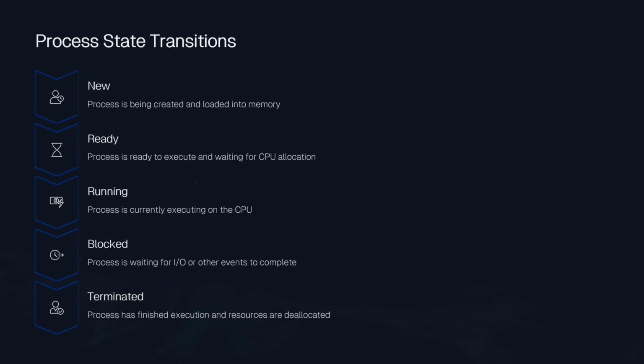Process state transition. A process goes through several states: new, ready, running, blocked, and terminated. The scheduler mainly works between the ready and running states, deciding which process should move to execution next.